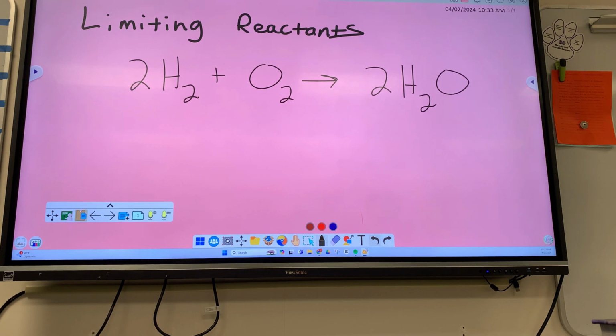How many s'mores were we able to make during that lab? 6. Why couldn't we make 7? We ran out of which one? Yeah, we ran out of Teddy Grahams. So in that reaction to make s'mores, we ran out of Teddy Grahams. Teddy Grahams is what we would have considered our limiting reactant. We had excess chocolate chips and marshmallows. You had some of those left over, correct?